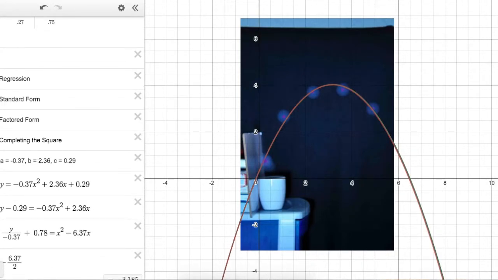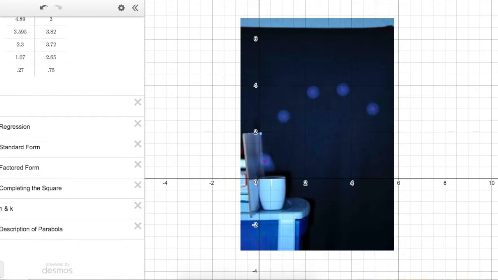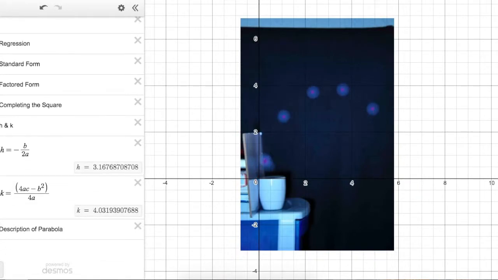To help us with turning the standard form equation into the vertex form equation, we have to find the values for h and k. Finding the h and k values will also confirm if we completed the square the right way. The h value is basically the line of symmetry, which is just negative b over 2a.